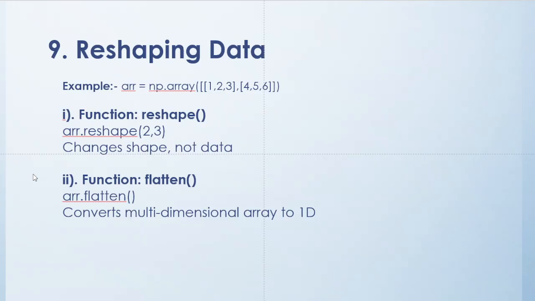In real projects, data rarely comes in the perfect shape. That's why NumPy provides the reshape and flatten functions. The reshape function changes the structure of data without changing the values. And flatten converts multi-dimensional data into a single dimension. So that's how the reshaping of the data will work.